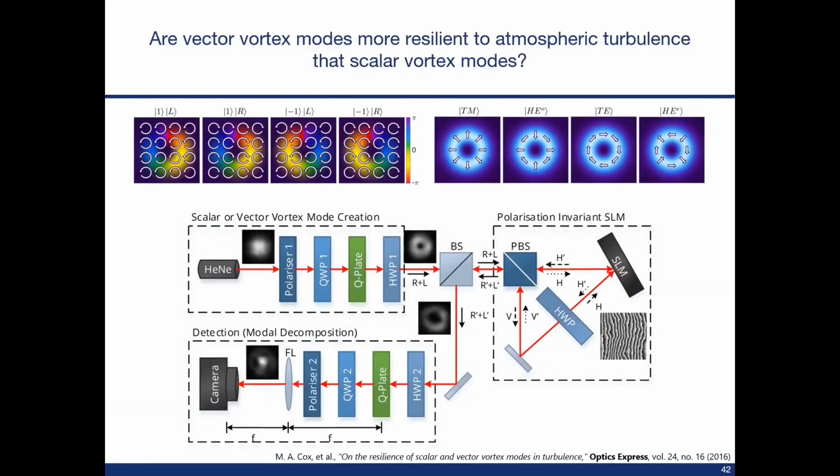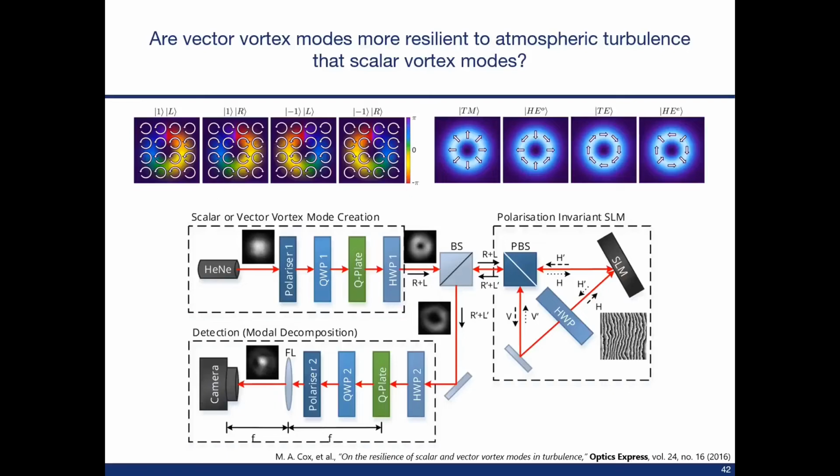Vector vortex modes are OAM modes with a spatially varying polarization, as you can see on the top right of the slide. Scalar vortex modes are the classic OAM mode, with a uniform polarization as seen on the top left. At the time, there were several papers claiming that vector modes were more robust in atmospheric turbulence than their scalar counterparts, but not much explanation why.